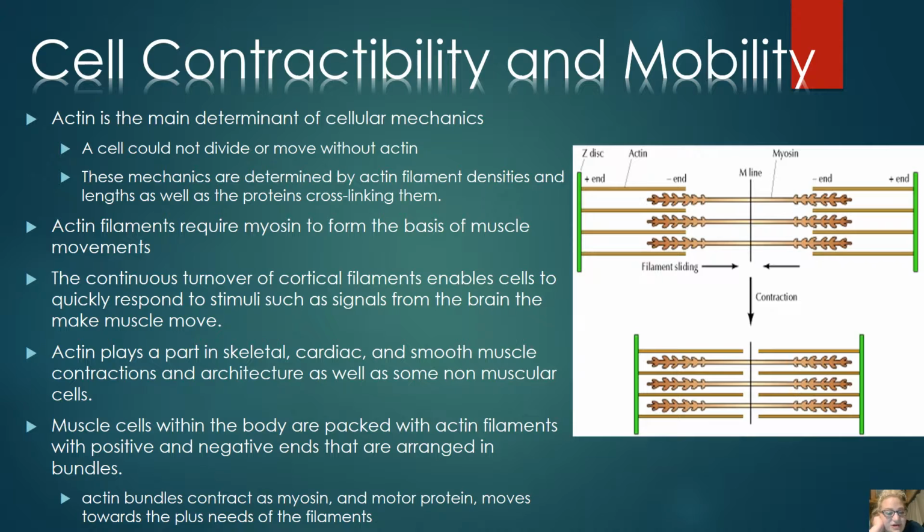Actin plays a part in skeletal, cardiac, and smooth muscle contractions and architecture, as well as in non-muscular cells. We wouldn't be able to digest food to make energy or anything like that without actin. Muscle cells within the body are packed with actin filaments with positive and negative ends that are arranged in bundles. Actin bundles contract as myosin motor proteins move towards the plus ends of the filaments. As we see on the right, the filaments slide to contract, and as we see on the next slide in cytokinesis, the cells move together and turn one cell into two daughter cells.